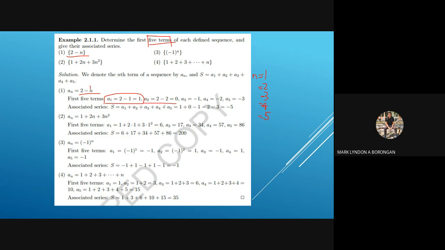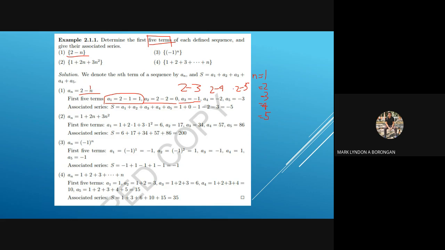Next is a sub 3, which is the third term. So 2 minus 3, you'll get negative 1. For the fourth term, you have 2 minus 4, which is negative 2. And lastly, for the fifth term, since we're looking for 5 terms, 2 minus 5, you'll get negative 3.